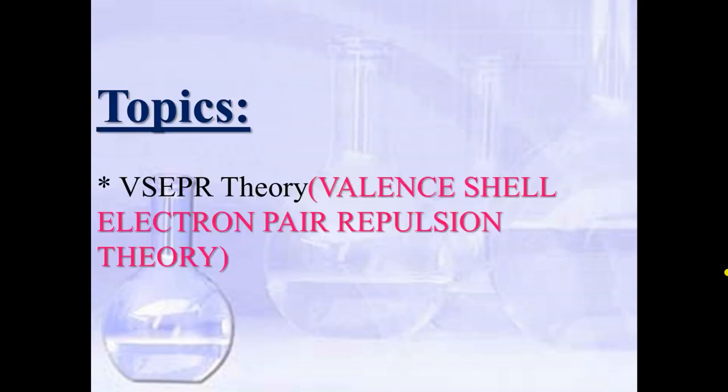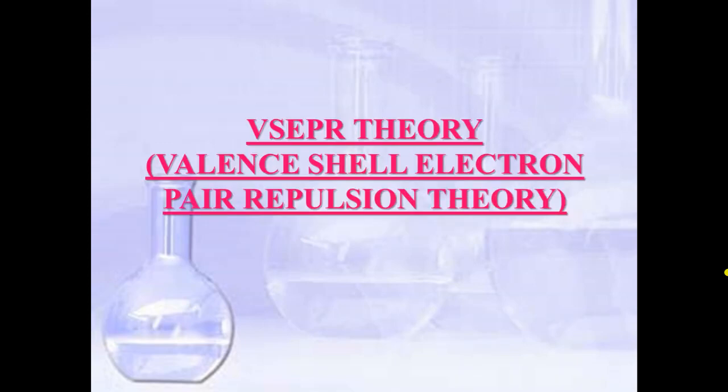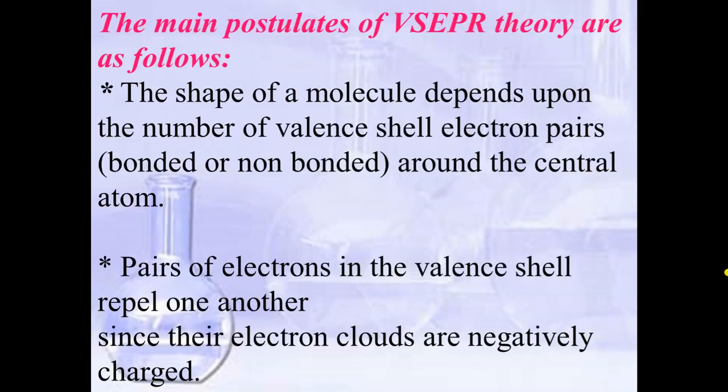In this lecture, we will study VSEPR theory. The full form of VSEPR theory is valence shell electron pair repulsion theory. Lewis' concept was unable to explain the shapes of molecules, and the first simple theory that was put forward to explain the shapes of molecules is known as VSEPR theory. This theory was given by Sidgwick and Powell in 1940 and it was further improved by some other scientists.